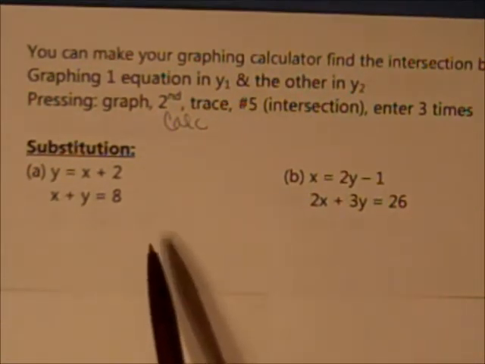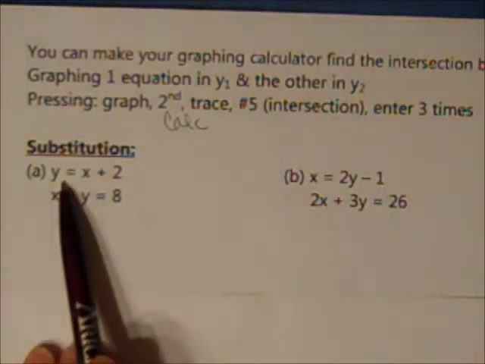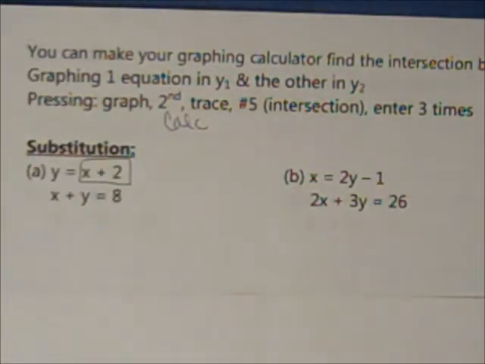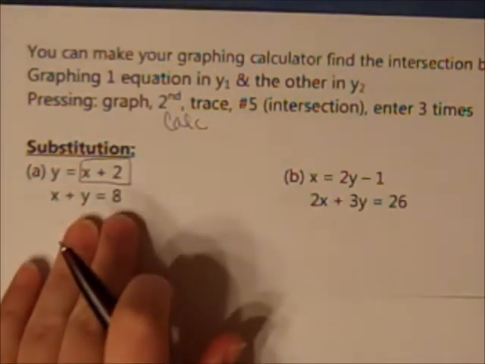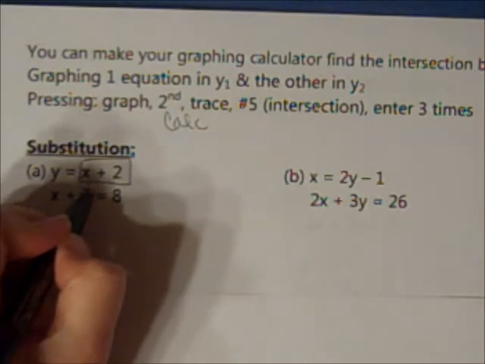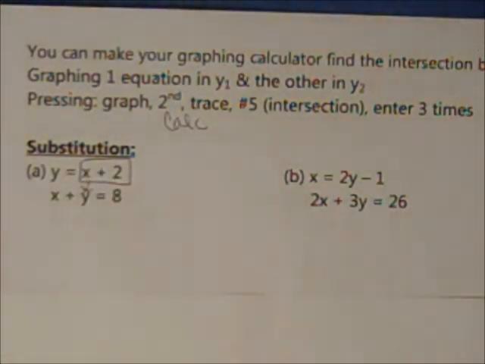Okay, so this is substitution. Remember, substitution is when one is in standard form and the other is solved for a variable, usually y, but could be x. So what we do with substitution is we take the equation where something is solved for a variable, and we take the other stuff. So in this case, the x plus 2, and we take that and we substitute it into the other equation for that given variable, so for y.